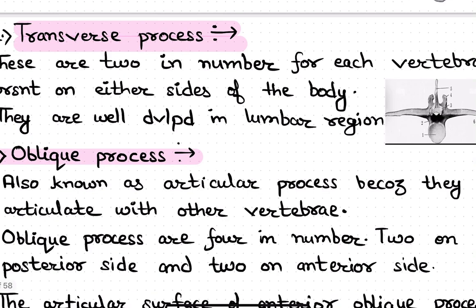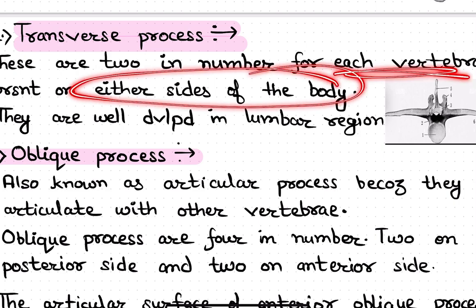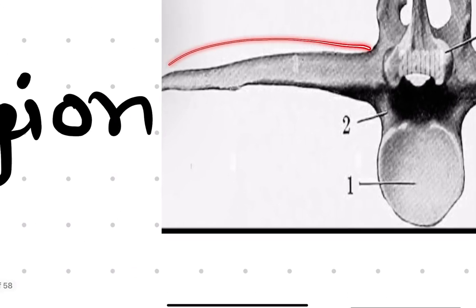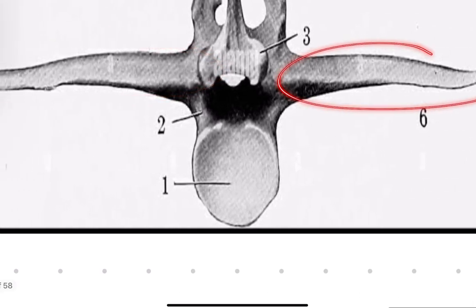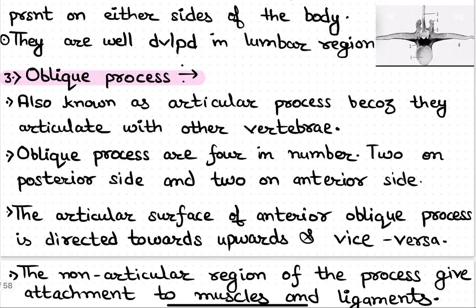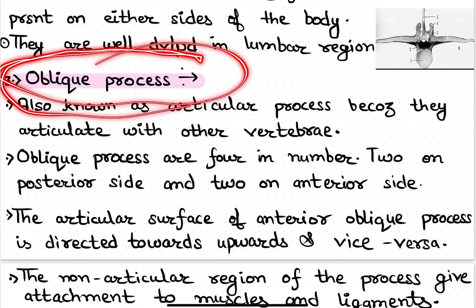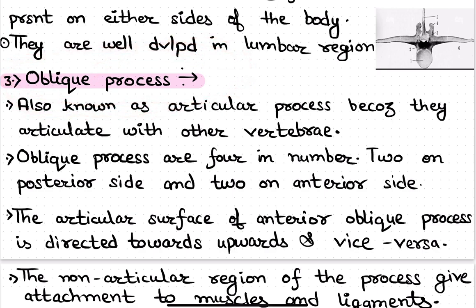Now let me come to the transverse process. Transverse processes are 2 in number for each vertebra, present on either side of the body, and they are more prominent in lumbar region. You can see these are the transverse processes, which are 2 in number, and they also do not articulate with any other bone. Only one articulates, and that is the oblique process. Due to their articulation with other bones, they are also known as articular processes.